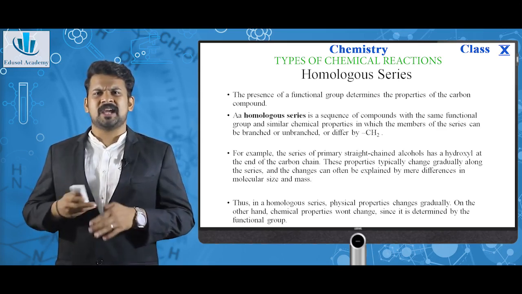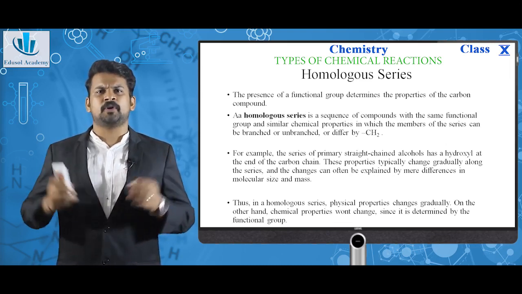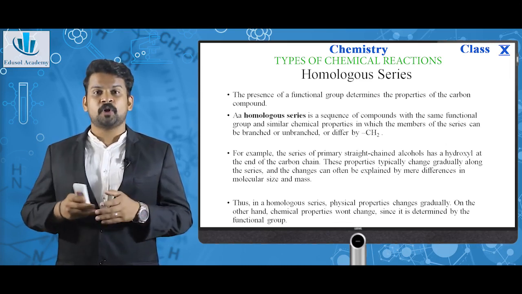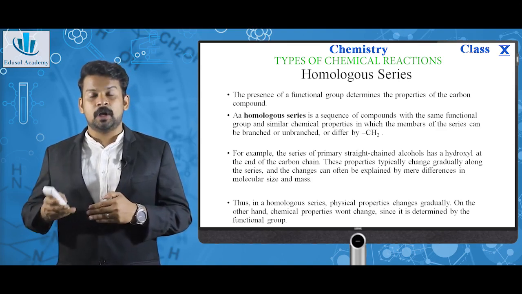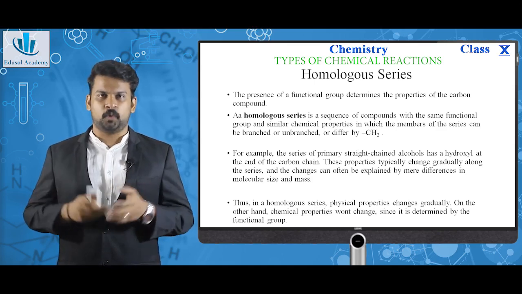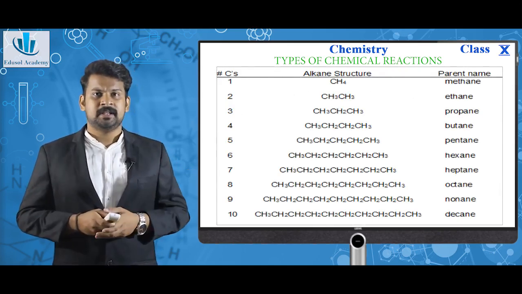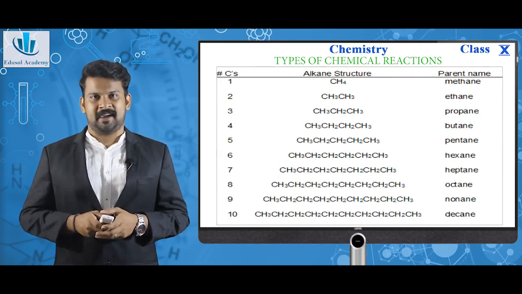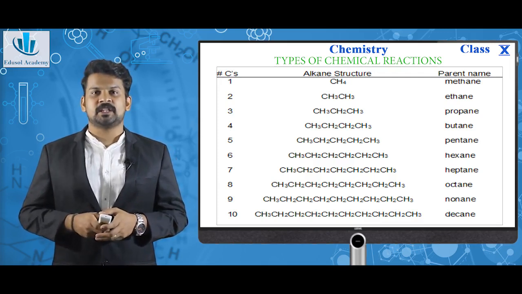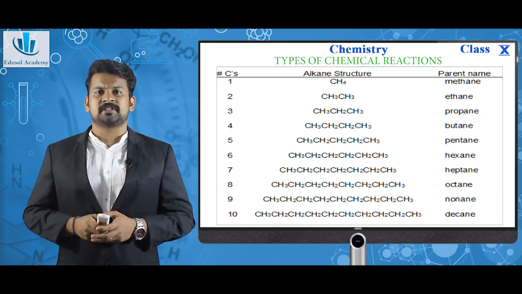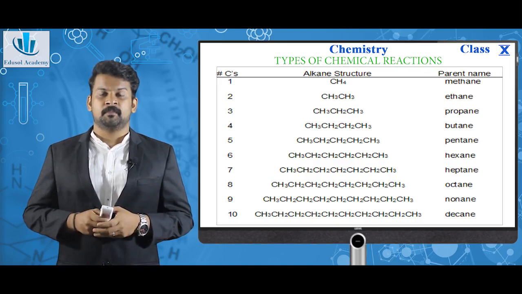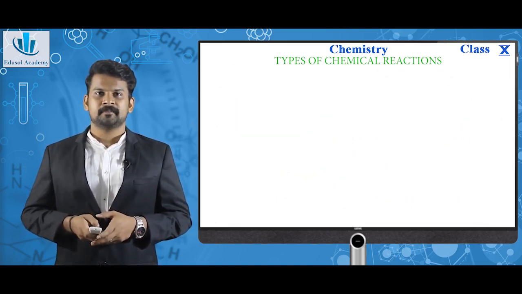The properties typically change gradually, which arises from the different molecular mass and also the length of the carbon chain. Thus, in a homologous series, physical properties change gradually. On the other hand, chemical properties won't change because they are solely determined by the functional group. As you can see in the picture, this is the homologous series of alkanes, starting from methane, ethane, propane, butane, pentane, hexane and so on. One by one, these molecules differ by a CH2 unit. The physical properties of each molecule differ, but the chemical properties remain the same.